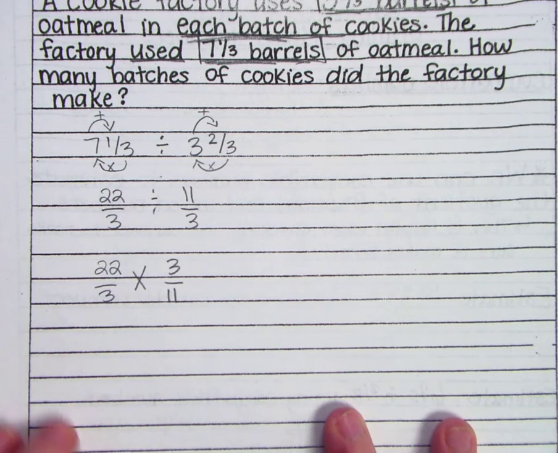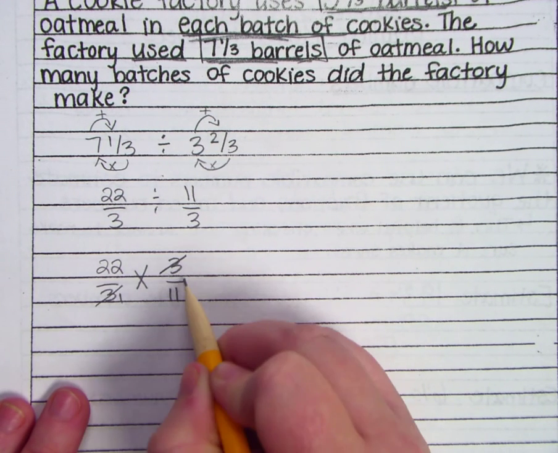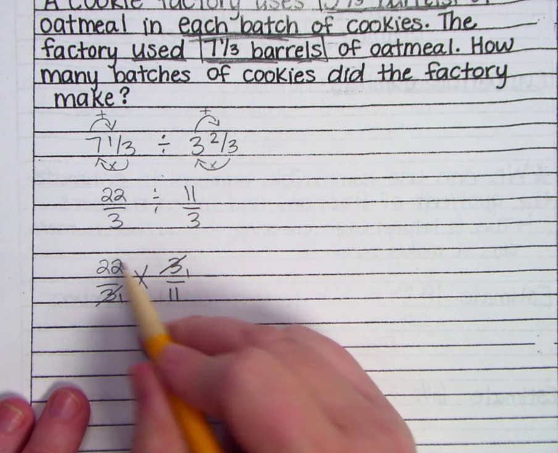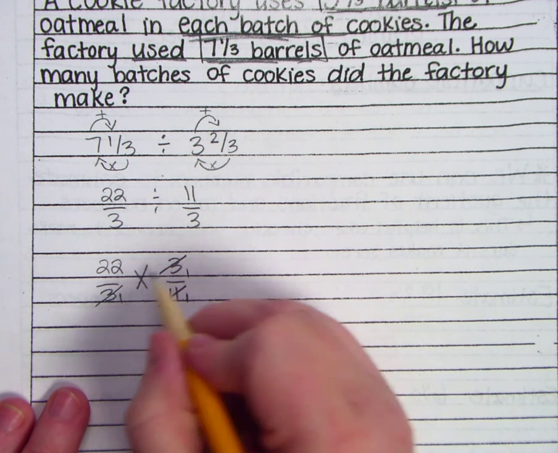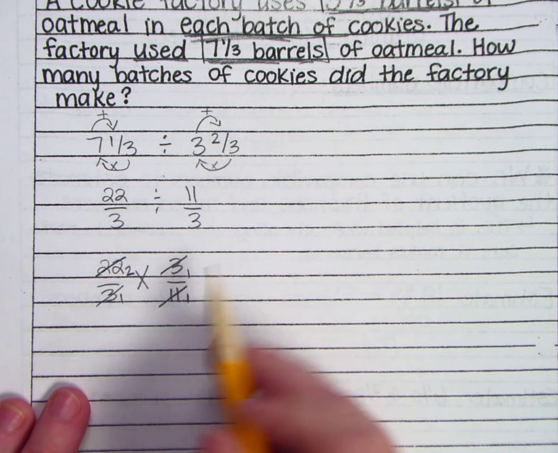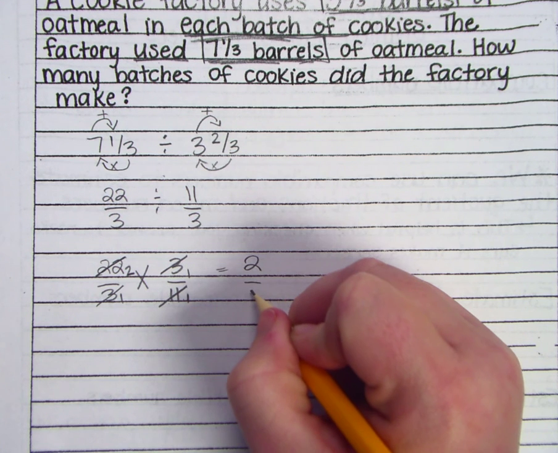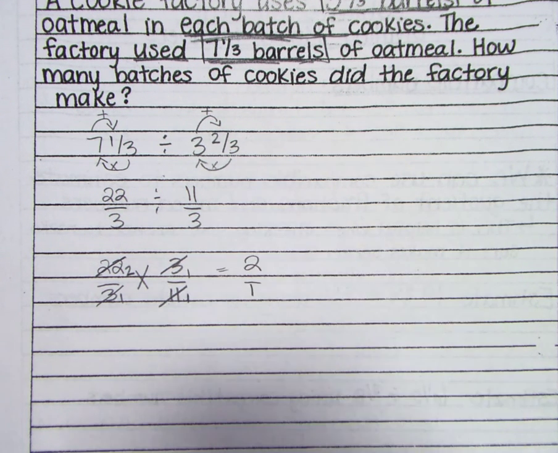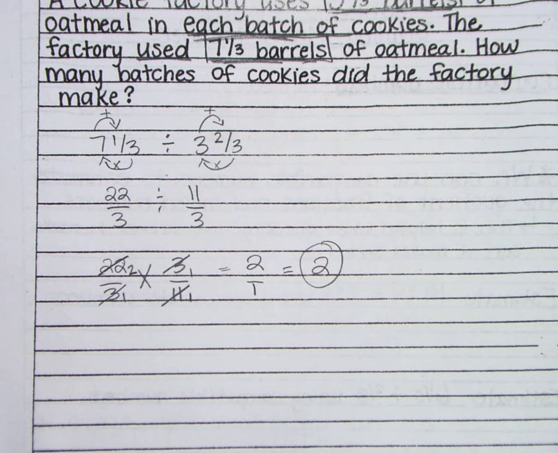Let's go ahead and cross cancel here because we've got some easy numbers. 3 and 3 will cancel and become 1s. And 22 and 11 work. I can divide both of those by 11. 11 divided by 11 is 1. 22 divided by 11 is 2. So 2 times 1 gives me 2. And 1 times 1 gives me 1. And 2 over 1 is equal to 2. And there's your answer.